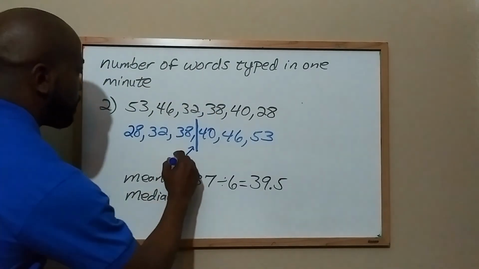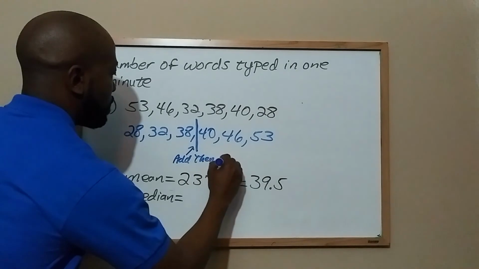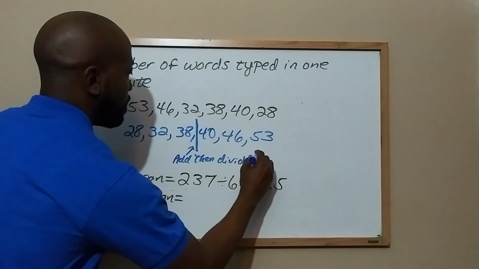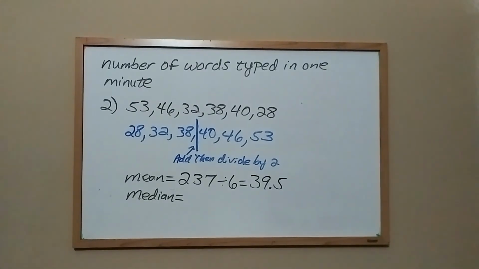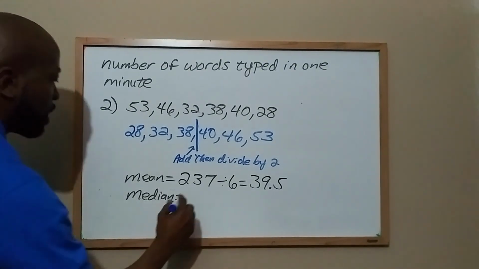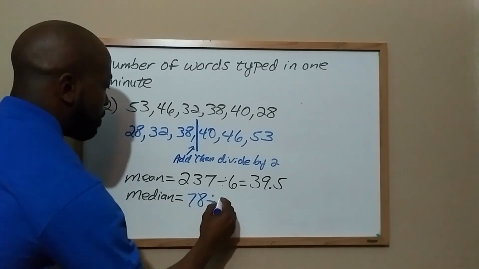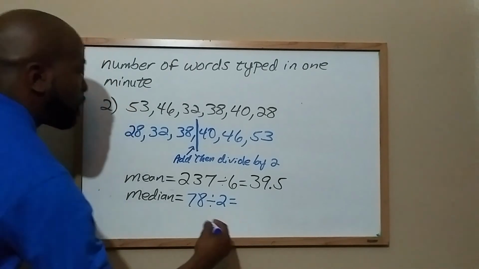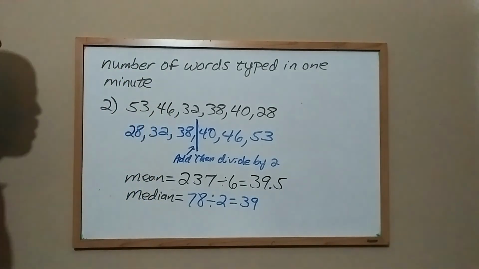So we're going to add these two numbers, then divide by 2 to get my median. If I add up 38 and 40, I get 78. So it'll be 78 divided by 2, and that gives me 39, my median.